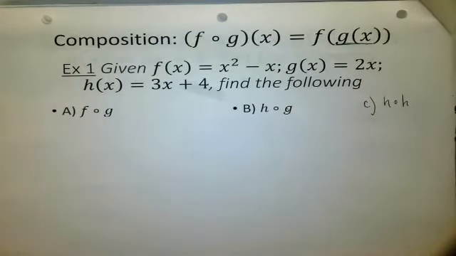So example 1, given f of x equals x squared minus x, and g of x equals 2x, and h of x equals 3x plus 4, find all of the following.